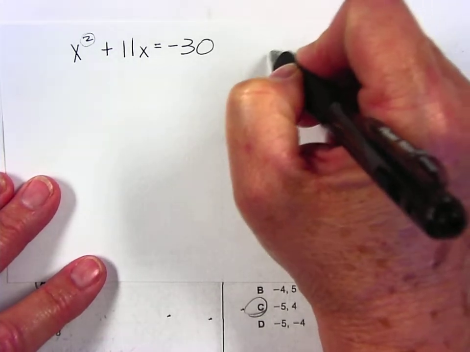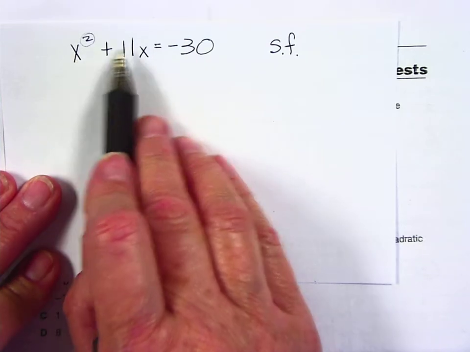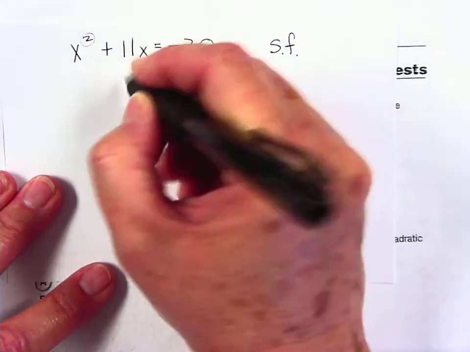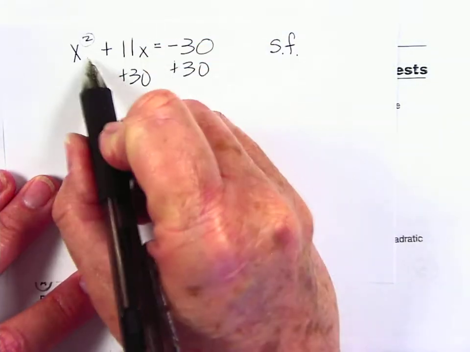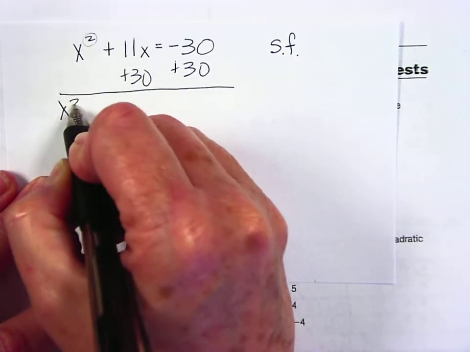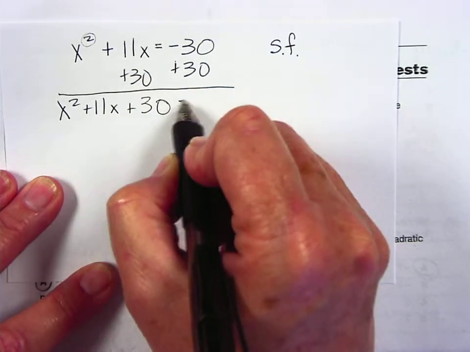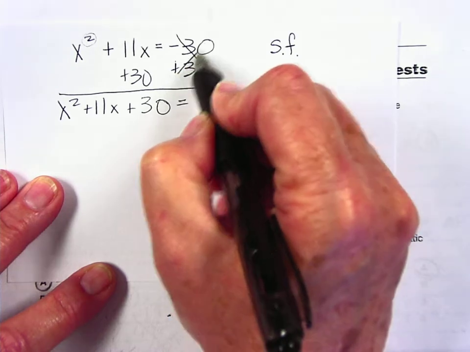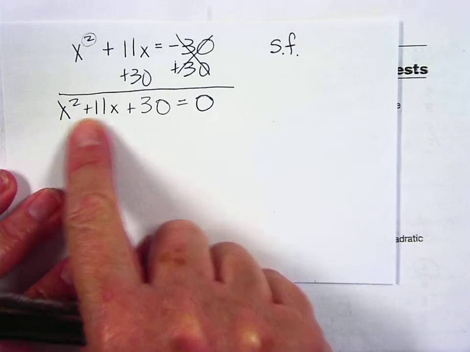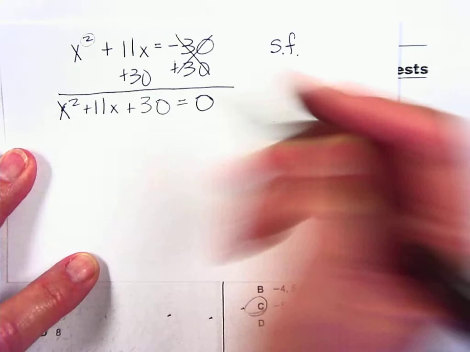Maybe that'll work. In order to factor it, I have to put it in standard form first. Well, there's my ax squared, there's my bx. I need my c over here. So I'm going to add 30 to both sides to get my c over here with my a and b terms. So now I have x squared plus 11x plus 30 equals, and if these cancel out, that's 0. Now I have a quadratic equation in standard form, equal to 0. So now I'm going to start my steps to factor it.